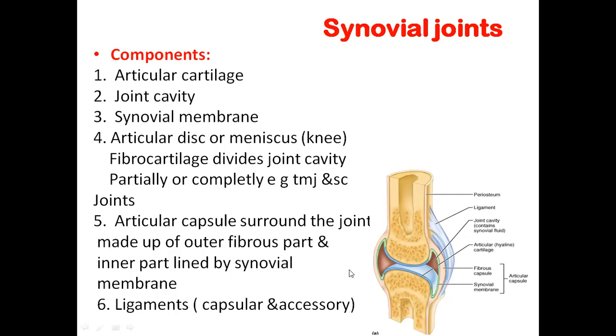The articular capsule has two components. The outer one is called the fibrous part of the capsule, and its inner lining is the synovial membrane. So the structure is called the articular capsule. Its outer lining is the fibrous capsule. The inner one is called the synovial membrane. Again, I will repeat it.